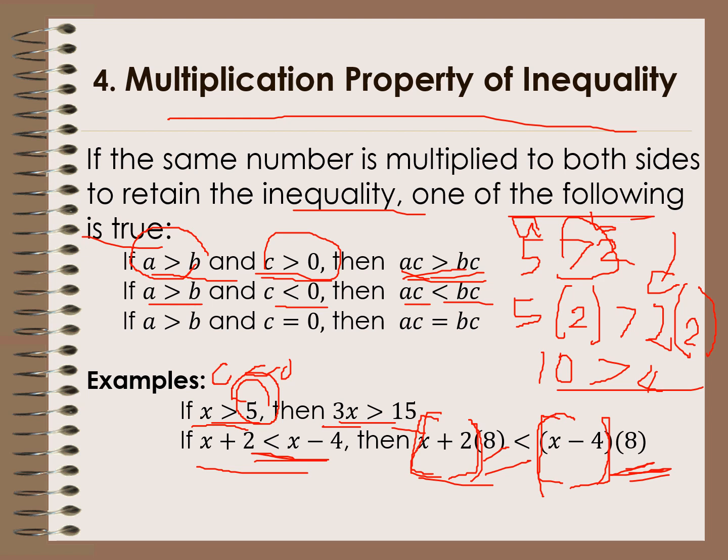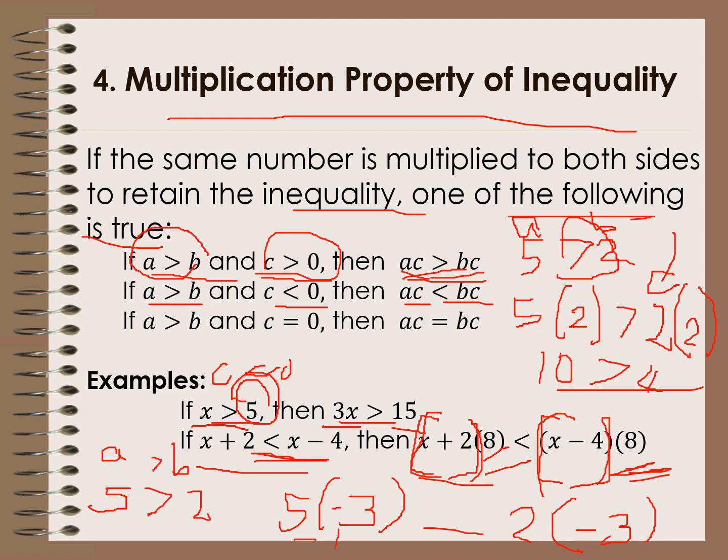What about if we multiply by a negative? Okay, let's check. 5 is greater than 2. It's correct, so A is greater than B. What if we multiply by C, which is less than 0? Let's check. 5 times negative 3, blank, 2 times negative 3. Okay, 5 times negative 3 is negative 15. 2 times negative 3 is negative 6. Is negative 15 less than or greater than negative 6? It is less than. Therefore, what is the final answer? It must be less than. So the sign of the inequality changed because you multiplied both sides of the inequality by a number less than 0.